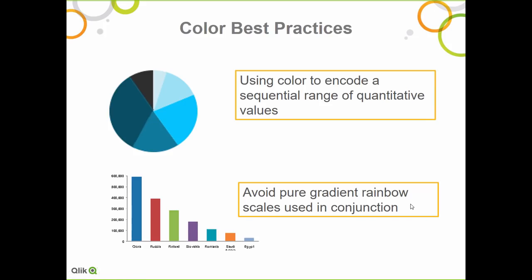For color best practices, it's important not to use a rainbow gradient. That rainbow gradient has absolutely no meaning in your color spectrum. Using some sort of sequential range in colors might have meaning. So you might have a very light color that symbolizes the lowest values, and the deepest color might have the largest values.